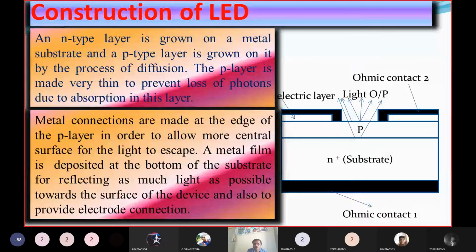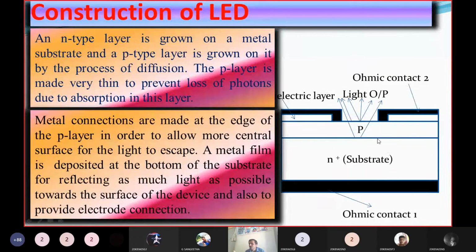substrate, one layer of the N-type semiconductor will be deposited. There are so many deposition methods: physical vapor deposition, chemical vapor deposition, and many others. By using those methods, first we take the metal substrate, and on that metal substrate we deposit the N-type semiconductor. Okay, so that N-type semiconductor is grown on that substrate.